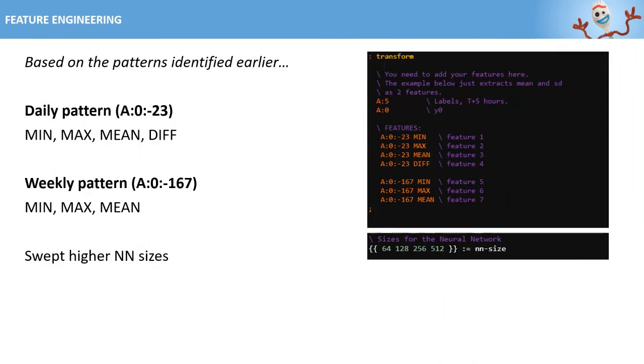To further improve the model, we will now guide Forky to view the dataset more smartly by using feature engineering. Based on the patterns identified earlier, we add 4 features based on the daily pattern, where we consider the minimum, maximum, mean, and difference. And based on the weekly pattern, we add 3 more features: minimum, max, and mean. To help us identify the ideal NN sizes, we also sweep higher NN sizes of 64, 128, 256, and 512.